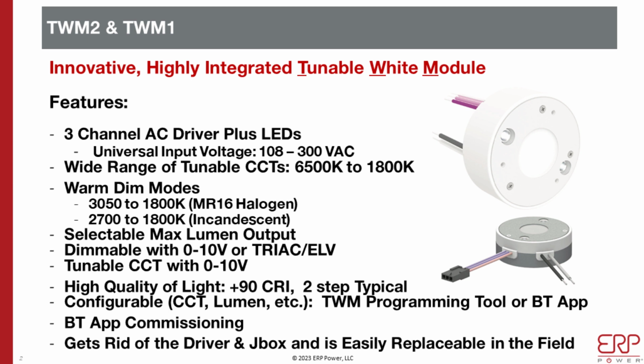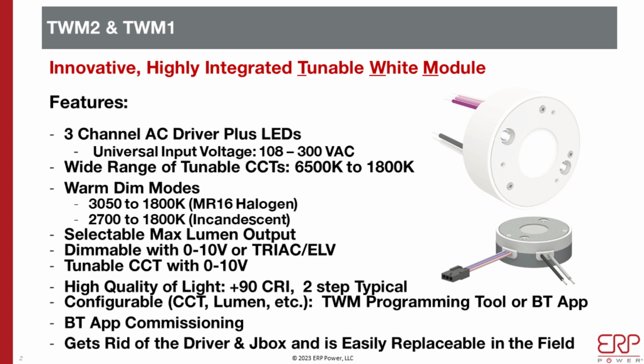Also, the quality of light of these light engines is very high, so 90 plus CRI and R9 plus 50, typical 2-step MacAdam ellipse, although in the spec we say 3-step, but in reality they're around 2-step. And all the parameters within the device are configurable. Essentially the CCT, lumen, warm dim, dim to off, any feature that this part has, it is configurable. The way it's done is either with the programmer, and we'll go through that, or the Bluetooth app. Essentially, that is the Bluetooth commissioning, which we'll go through in a lot of detail in the demo section.